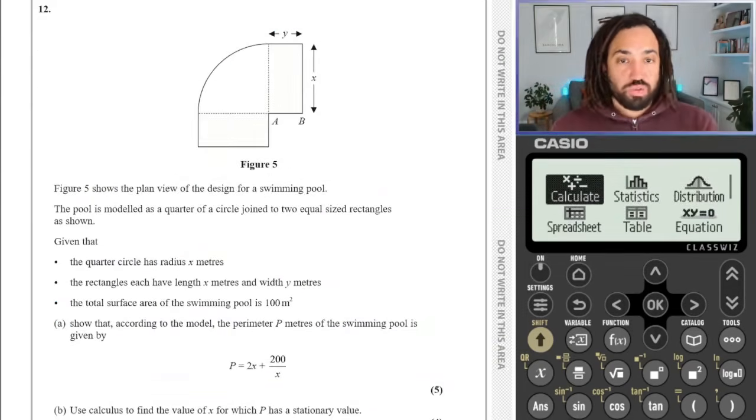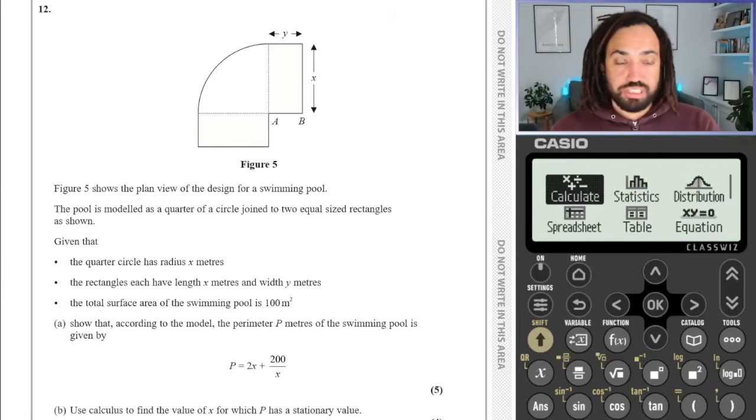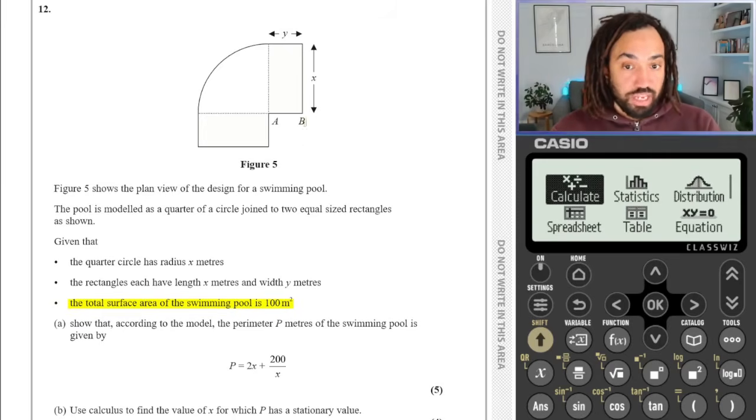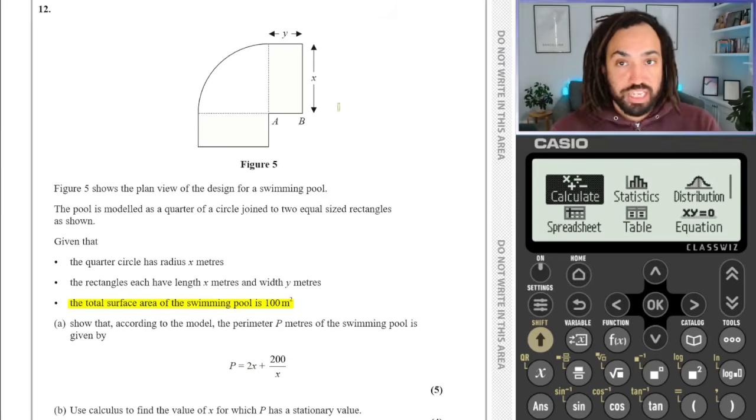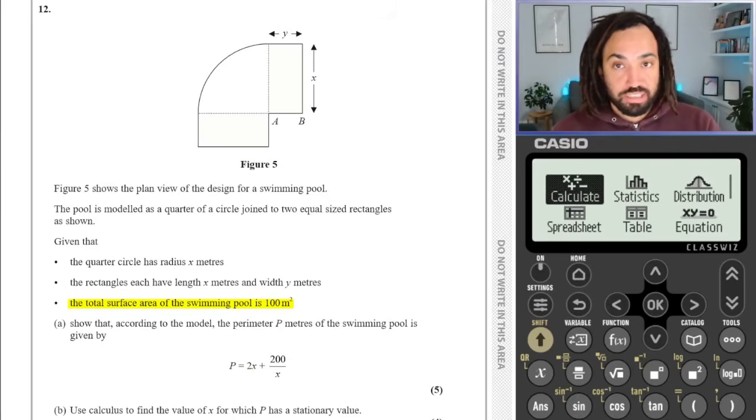Done. Question 12, and we've got some differentiation modelling, it looks like. All of the information is on the diagram, but it says show according to the model that the perimeter of the swimming pool is given as this. Okay, so this is a classic question where you are given the surface area in which you can form an equation in terms of x and y. You also need to form an equation for the perimeter in terms of x and y, and then you can eliminate y to get the perimeter just in terms of x.